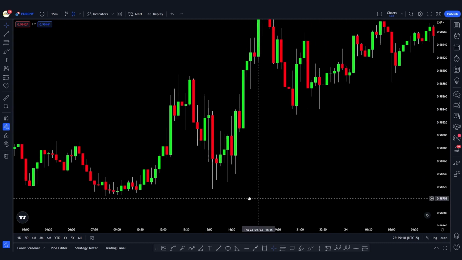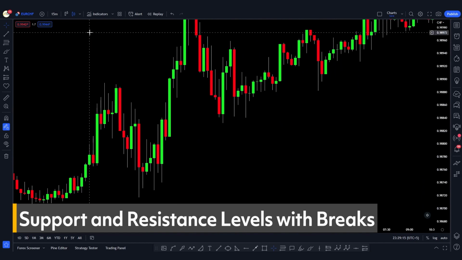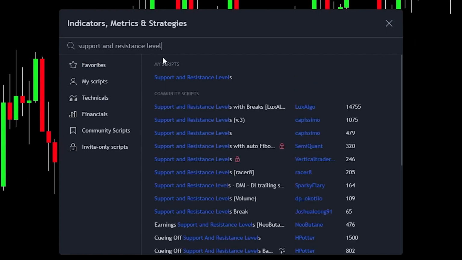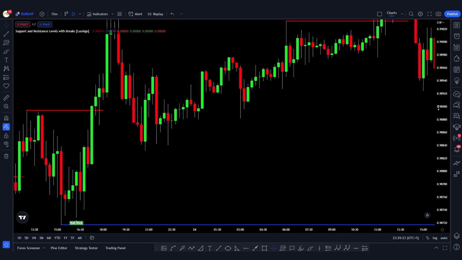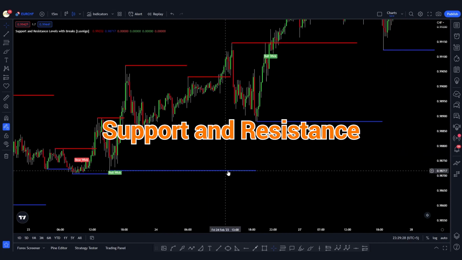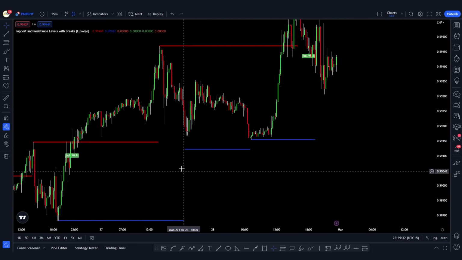All right, so now let's go ahead and talk about the indicator in the third place, that is Support and Resistance Levels by LuxAlgo. So we can go towards the indicator tab, and here we can search for this indicator, and we can add this to a chart. Now this indicator is pretty simple, but it's pretty effective because it draws the simple support and resistance levels onto the chart.